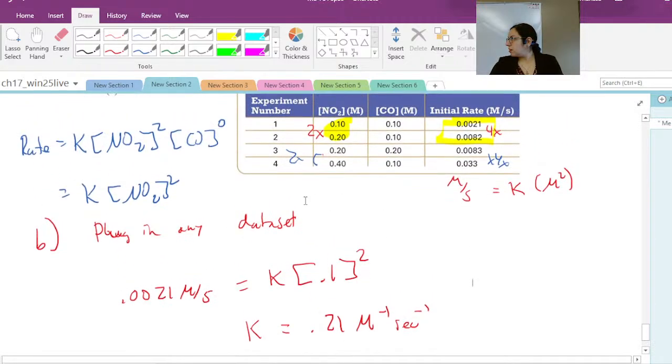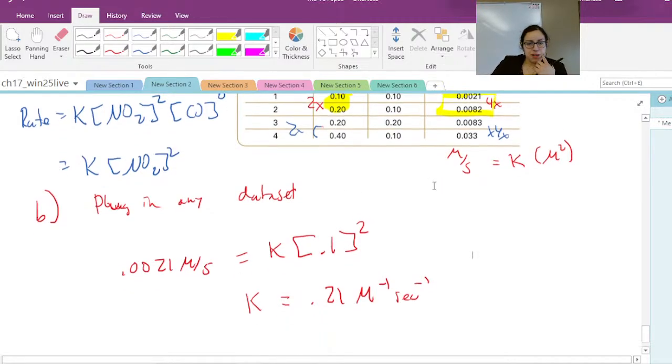Any other questions on this type of problem? So this is a pretty standard problem for this chapter, right? So you'll probably have to do this on a quiz, on an exam, looking at your reaction rates.